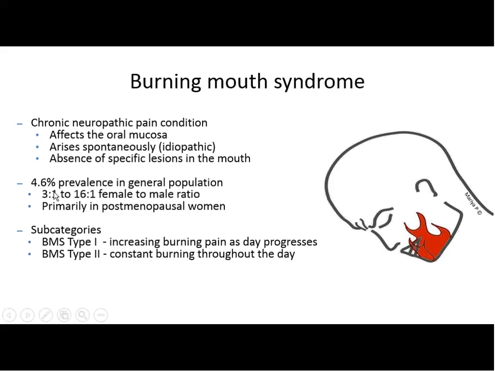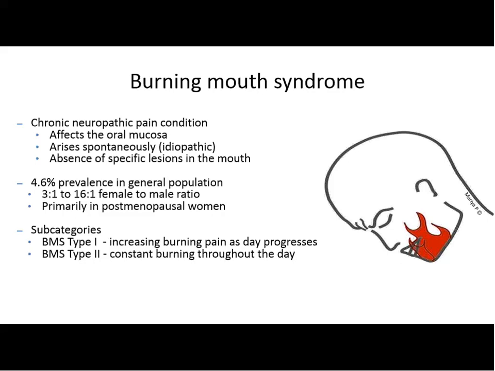The prevalence figure ranges a lot, but the one that we decided on was 4.6 in the general population, and the female-to-male ratio is really high. Some have even said this is as high as 33 to 1. It appears primarily in postmenopausal women.